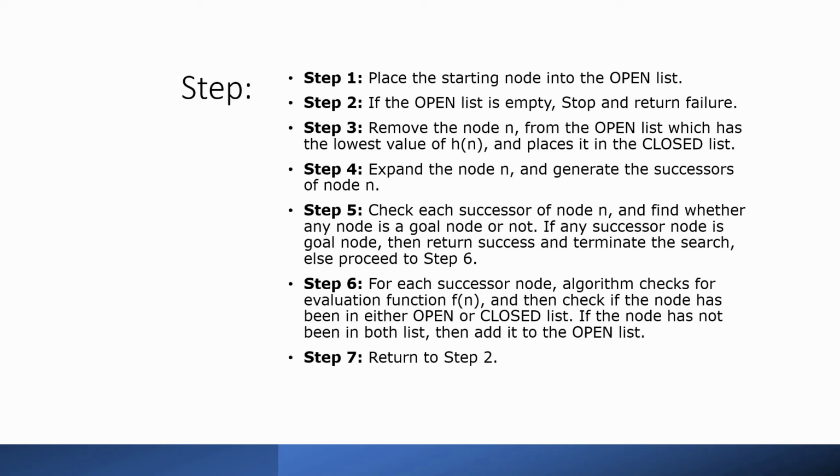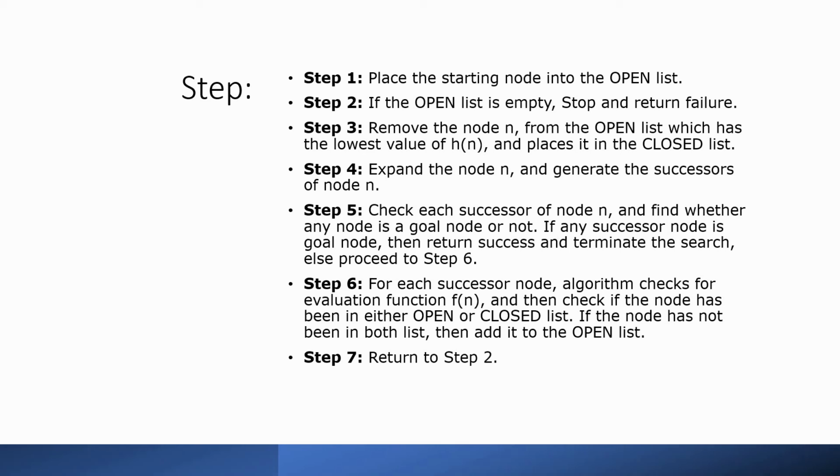These are the steps of best first search. Step 1. Place the starting node into an open list. Step 2. If the open list is empty, stop and return failure. Step 3. Remove the node n from the open list, the node that has the lowest value of h(n), and place it in the closed list. Step 4. Once the node n is placed in the closed list, then we have to choose the successors of the node n. Step 5. Check each successor of node n and find whether any node is a goal node or not. If any successor node is a goal node, then return success and terminate the search. Else, proceed to step 6.